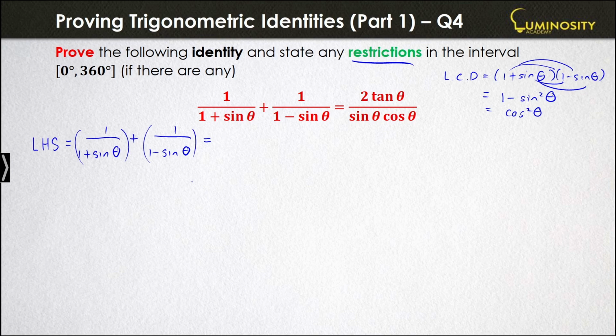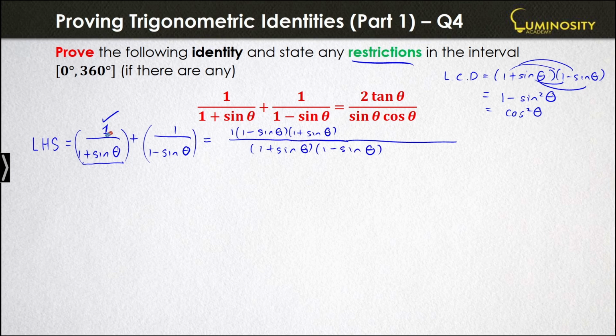Now I'm going to multiply both of these fractional terms by the LCD. For the first term, the numerator becomes 1 times 1 minus sine theta, all over 1 plus sine theta times 1 minus sine theta. I multiplied the top by 1 minus sine theta, and at the bottom I multiplied by 1 minus sine theta, which makes the LCD. So that's the entire LCD.